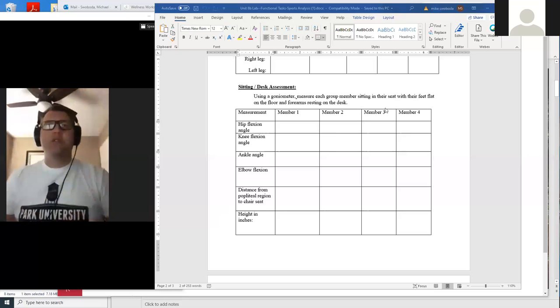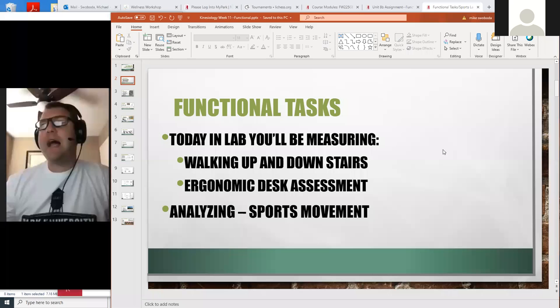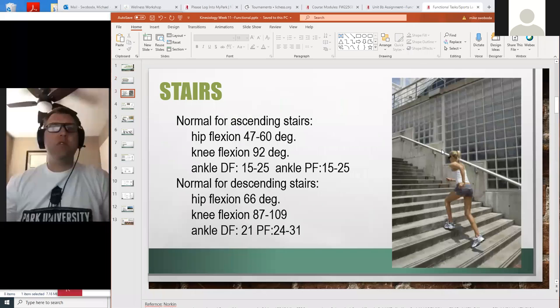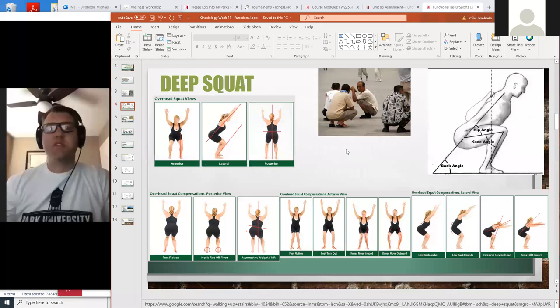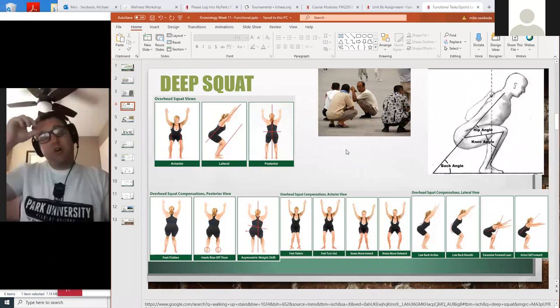So that is your overview of the lab there. Now let's get into this. So here are your norms for the stairs, pretty self-explanatory. Okay, our first movement here is going to be the deep squat.